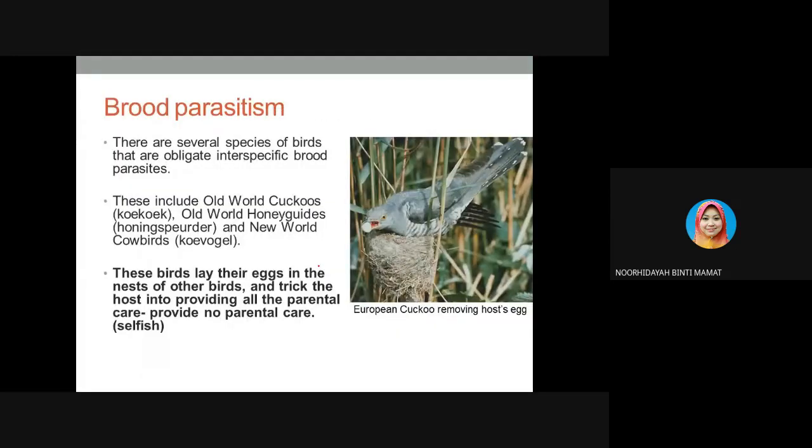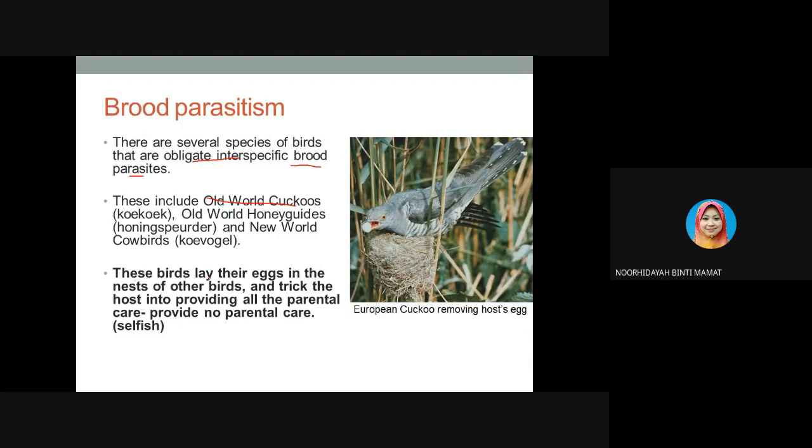So we move to brood parasitism. There are several species of birds that are obligate interspecific brood parasites. Brood parasitism is when a bird lays its eggs in the nest of another bird. The brood parasites are actually the organisms that rely on others to raise their young. So that is the term brood parasites. This includes the Old World cuckoos, Old World honeyguides, and also New World cowbirds. Okay, the birds.